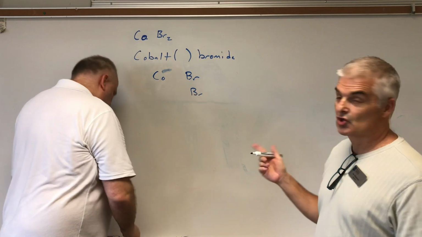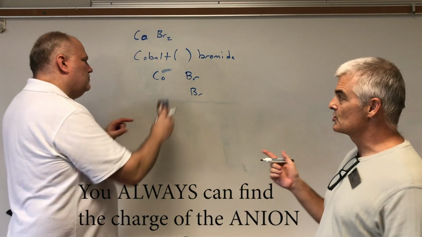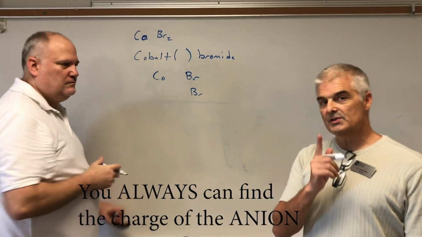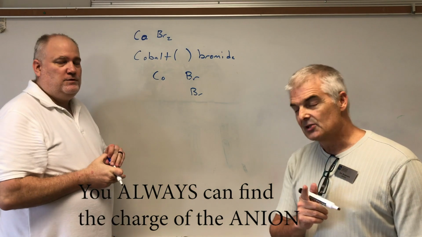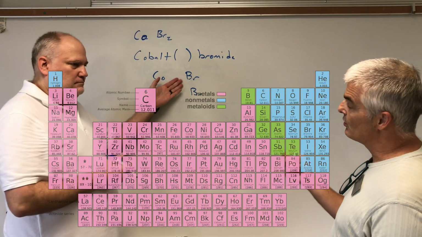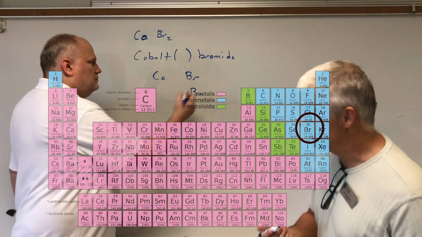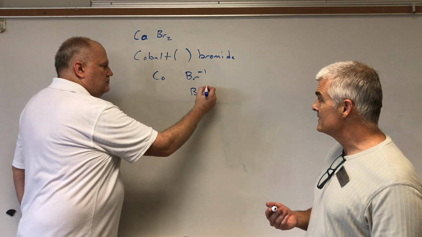Now we have to figure out the charge of the cobalt. We don't know the charge of the cobalt, but one thing we always know is the charge of the anion. So we go back to our periodic table. We find that bromide has a charge of 1 negative. So we write 1 negative next to each of them.